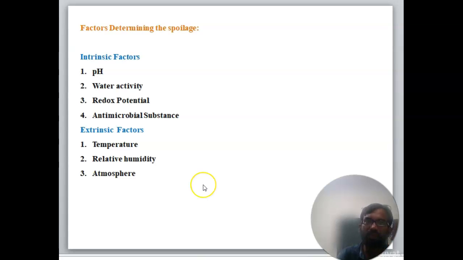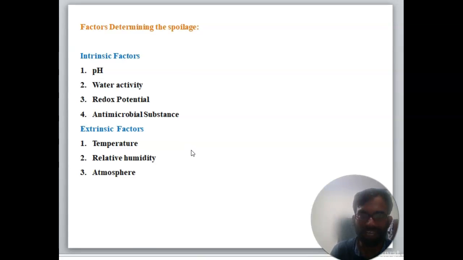Now you can see what the factors determining the spoilage of meat are. Factors are mainly of two types: one is the intrinsic factor, another one the extrinsic factor. The intrinsic ones are pH, water activity, redox potential, and antimicrobial substances. And what are the extrinsic factors? Temperature, relative humidity and atmosphere. These are the two major factors, intrinsic and extrinsic, affecting meat spoilage.